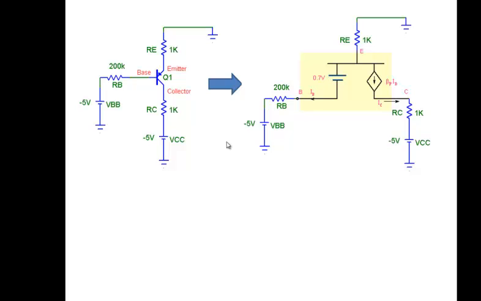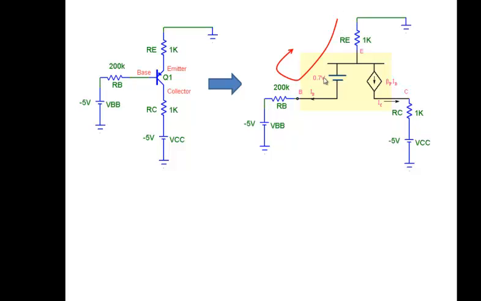Note the direction here. This is -5, 200, and then it goes here. The emitter is at a higher potential compared to the base, 0.7 here, and between emitter and collector, I have current beta times I. So this is the model that I substitute. After that it is a regular circuit.